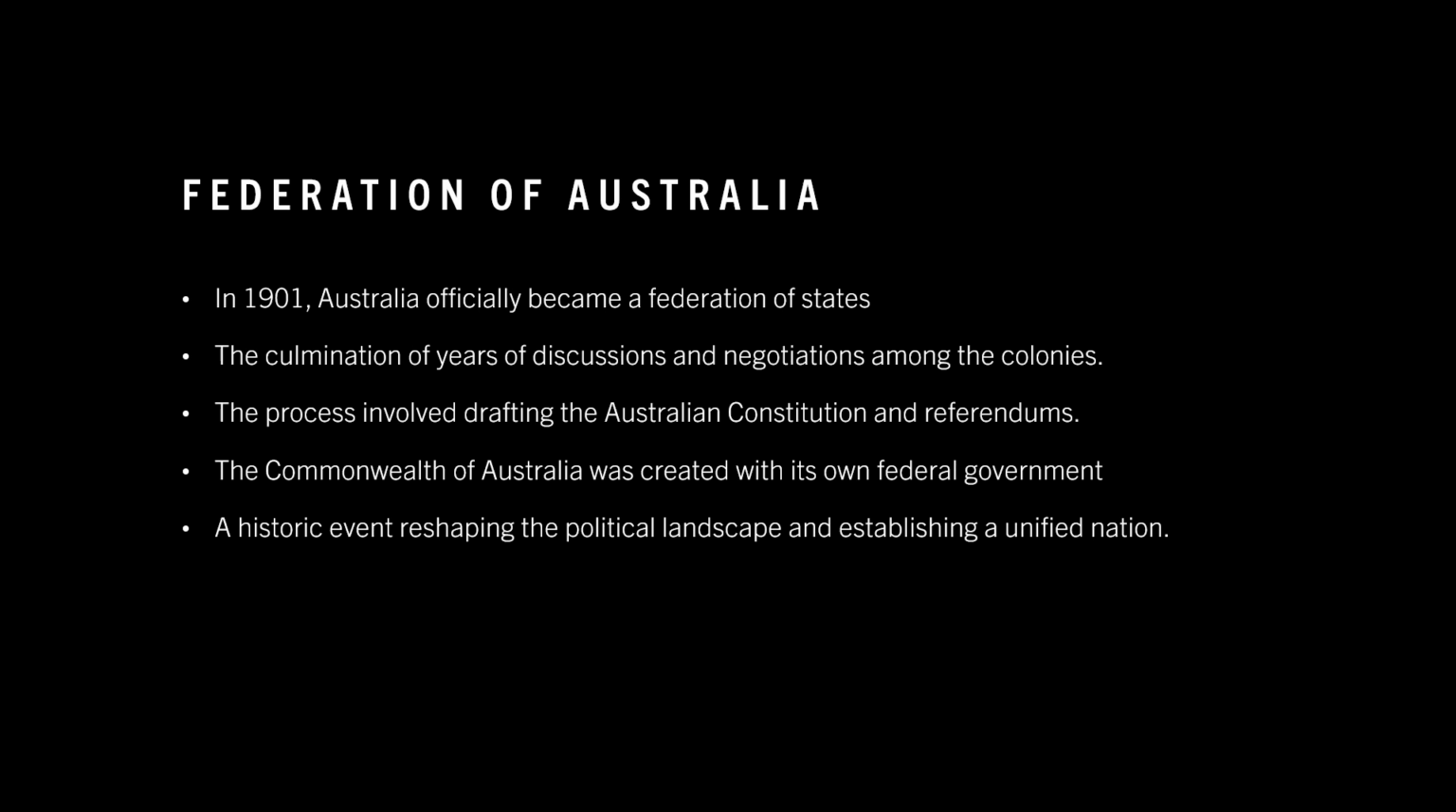In 1901, a significant milestone in Australian history was reached when Australia officially became a federation of states. Federation meaning each state of Australia all looking up to one central government. This momentous event marked the conclusion of years of discussion and negotiation among the 6 Australian colonies. The process of federation involved extensive deliberations, the drafting of the Australian Constitution, and a series of referendums. It ultimately resulted in the creation of the Commonwealth of Australia on January 1, 1901, with its own federal government responsible for national affairs. This historical development reshaped the political landscape and established a unified nation.